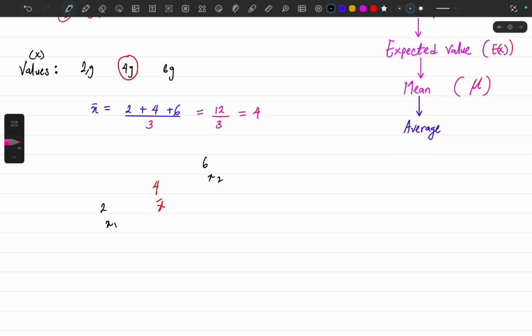So what is going to be the distance between here and here? You have two options. It's either 2 minus 4 or 4 minus 2. Either way you're doing this. So 2 minus 4, you will get negative 2. 4 minus 6, you will also get negative 2. Did you see that? Same figure. 2 minus 4, negative 2. 4 minus 6, negative 2.